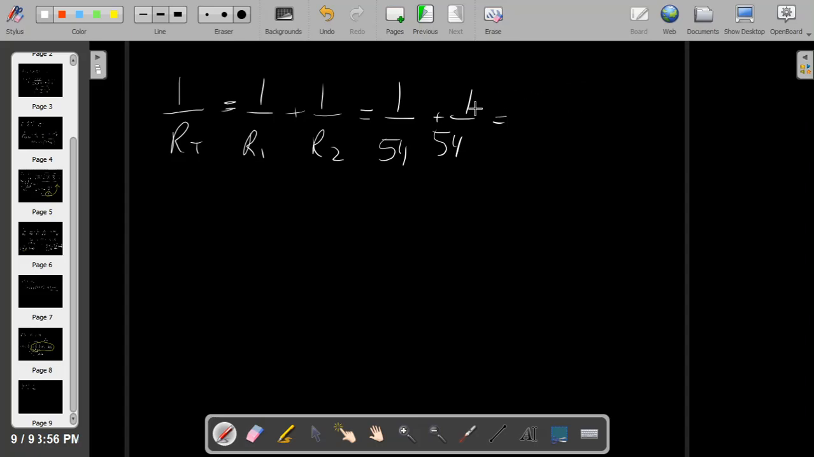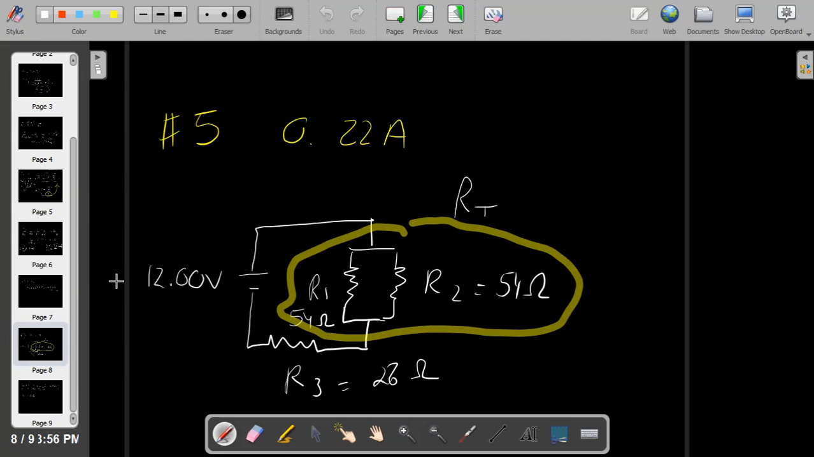And the number you get here is 0.037, 1 divided by the ohm. We're not done yet. We actually need to find the resistance total, not 1 divided by the resistance total. And if you do the math, you're going to get a resistance of 27 ohms. Okay, let me go back to this right here. So this is 27 ohms.